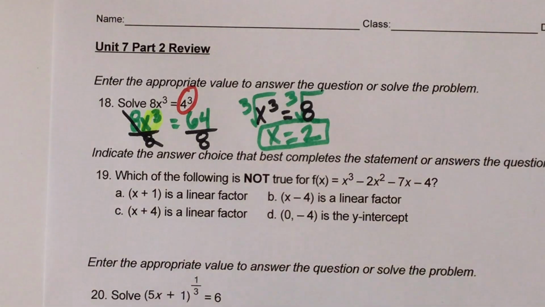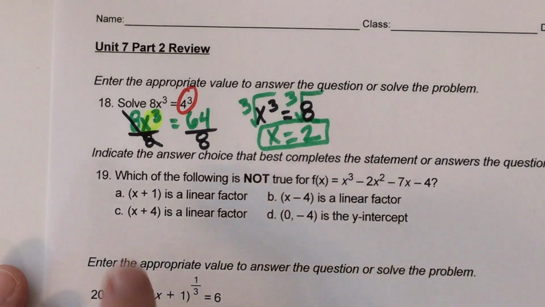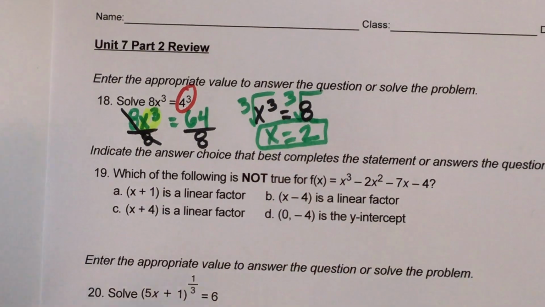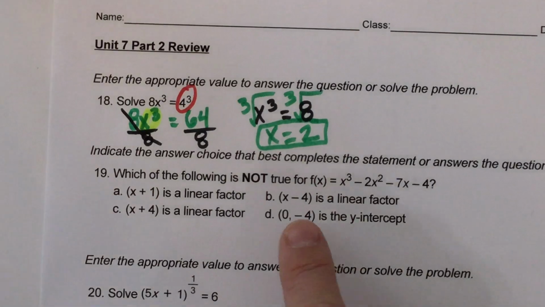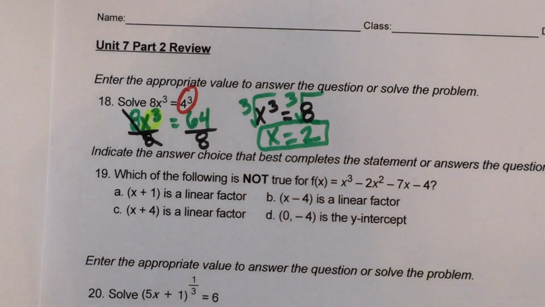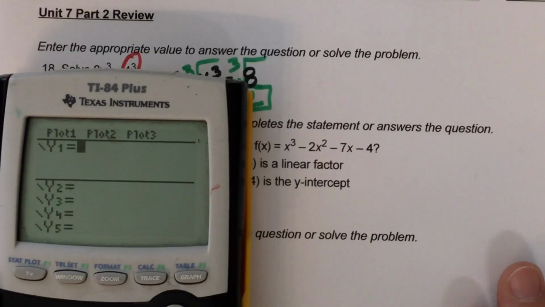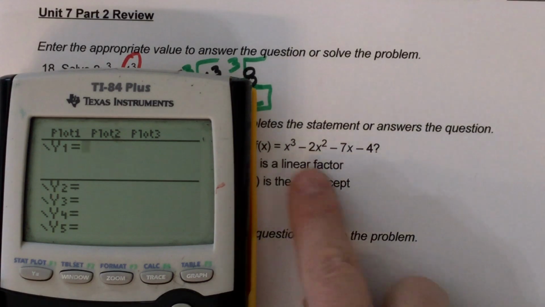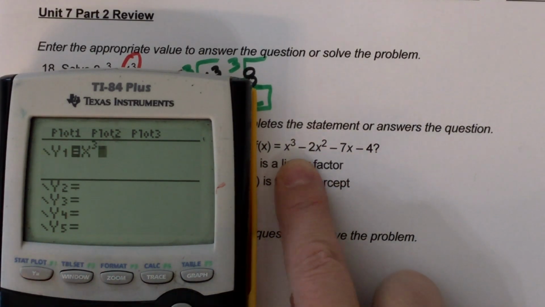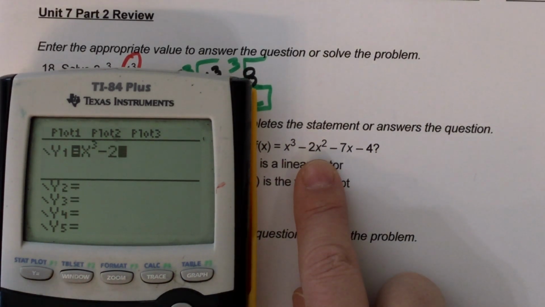Okay, 19. Which of the following is not true? Okay, so they're talking about linear factors. Oh, and then this one says something about a y-intercept. Okay, so I am going to graph it and see what I can find for the zeros, which leads to the linear factors. All right, so I've got x cubed minus 2x squared minus 7x minus 4.